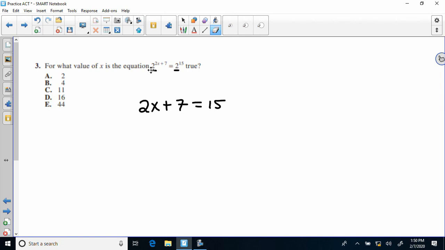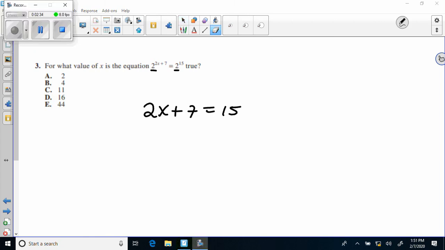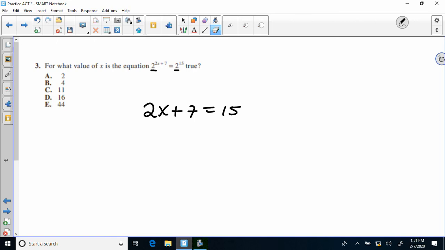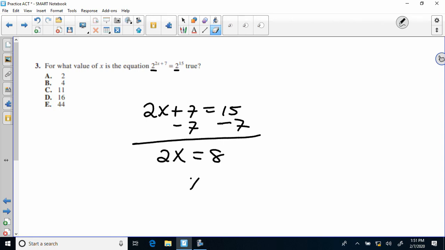I'm going to try and get it so the pen doesn't make as much noise. So it's 2x, we're going to write it again. Okay, so if we have 2x plus 7 equals 15 and we solve it, you would subtract 7 on both sides. Subtract 7 and you would get 2x equals 8, or x is 4. And so my answer should have been the letter B, or 4.